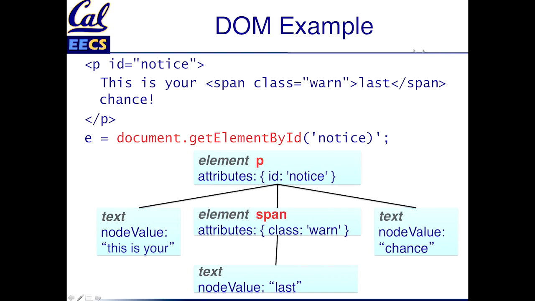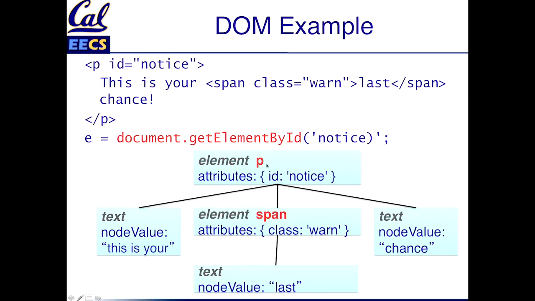Here's a little snippet of HTML. You can see that at its most basic, I have a paragraph element. The paragraph contains some text, and embedded in that text is another element, a span. And here's an example of what this would look like in the document object model. This subtree would have as its root the p element.